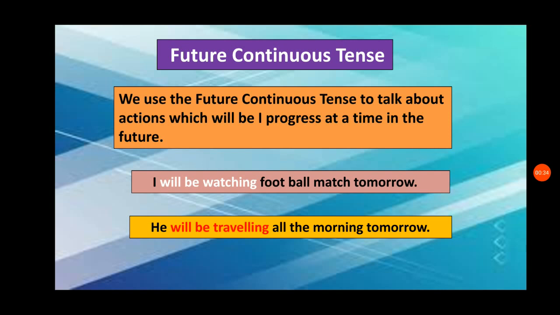Okay, he will be traveling all the morning tomorrow. All the morning means tomorrow morning. It can be from 1 o'clock in the morning till 11:59:59. Till 11:59:59 it is morning. The whole morning he will be traveling somewhere. It can be a long journey or long travel. So it can be taken as future continuous tense.